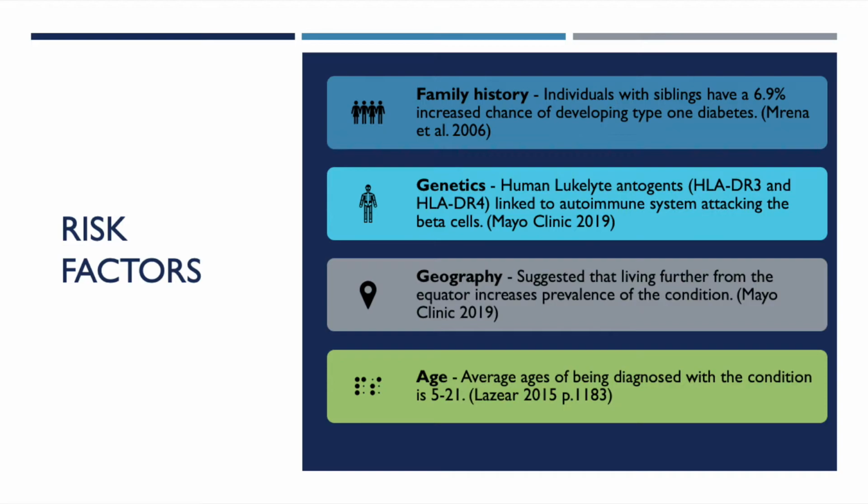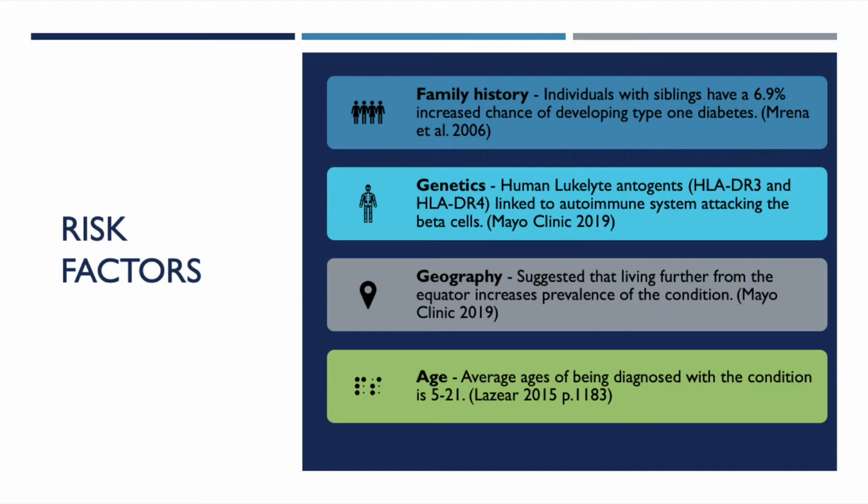It is suggested that having a family history of type 1 diabetes slightly increases the chance of developing the condition. A study conducted by the American Diabetes Association found that an individual who had a sibling with type 1 diabetes has a 6.9% higher chance of developing the condition before the age of 16.